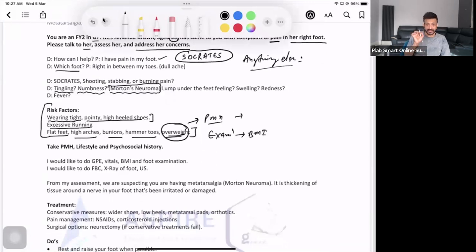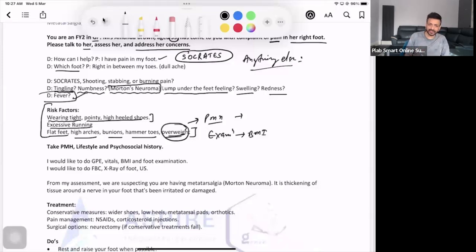So if the patient is just having pain, not having this numbness, tingling, it is just simply metatarsalgia. But if the patient is giving you the numbness, tingling as well, then you can say this is Morton's metatarsalgia, right? And also you'll be able to feel the lump under the feet, and ask about swelling, redness, hotness. Please ask for some differentials like septic joint. So just ask for any fever as well. That is really important, right?